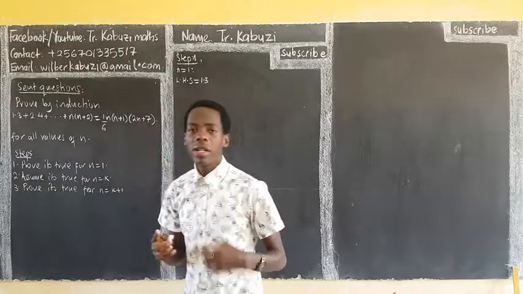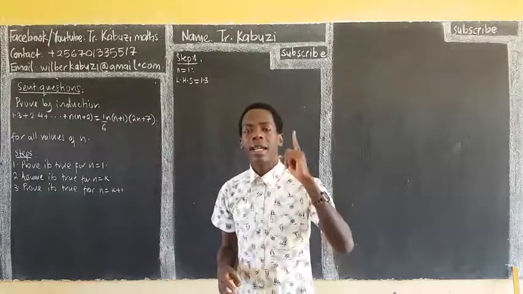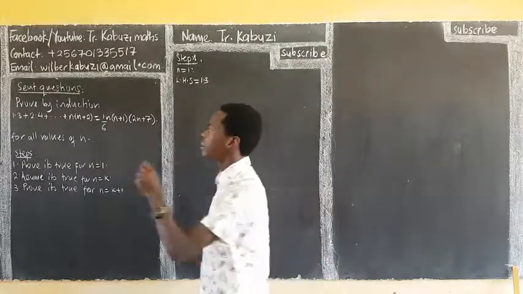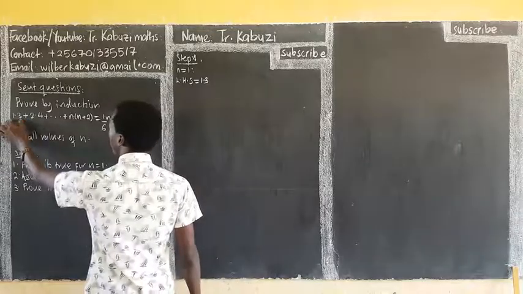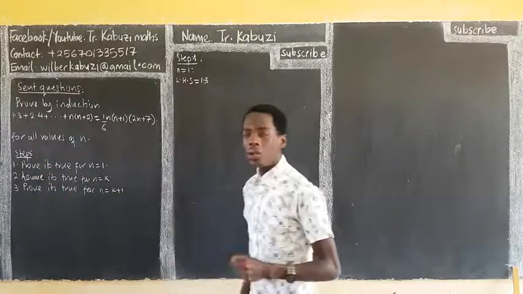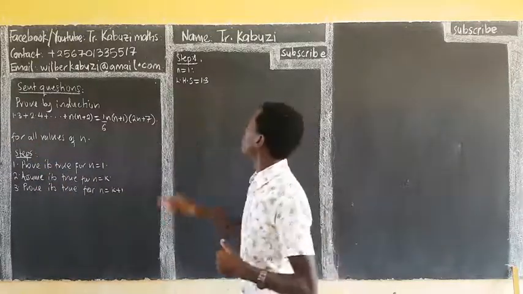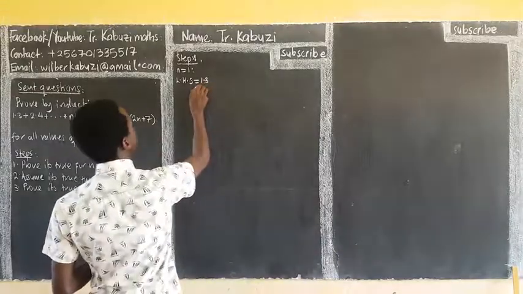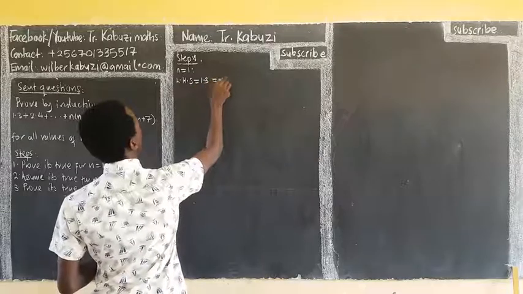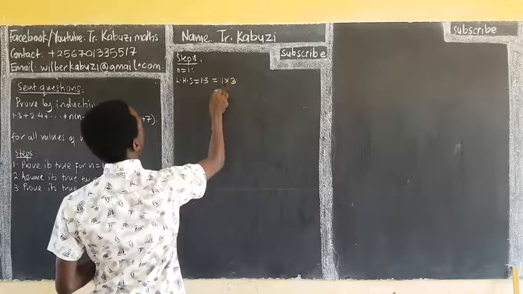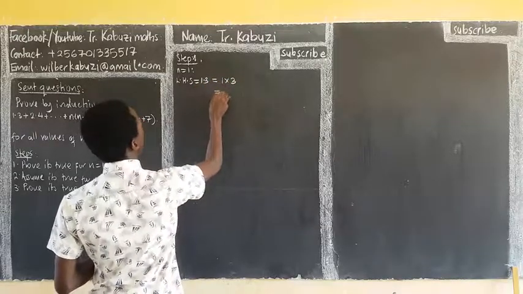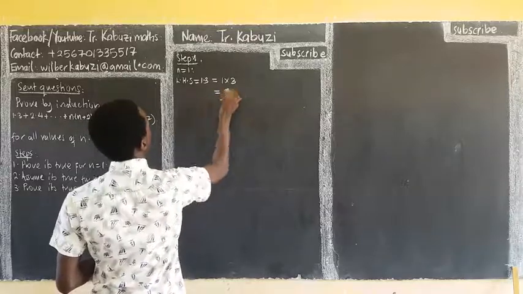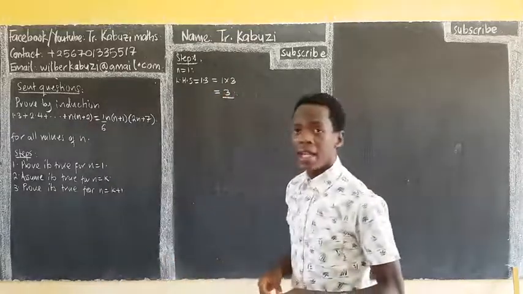So this is 1 times 3. When n is equal to 1, on the left it means that we take only one term. So this is the only term I have. So 1 times 3, which is going to give me a 3. So that is my left hand side.